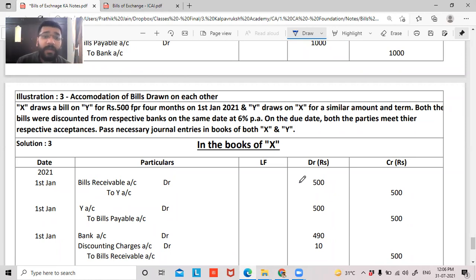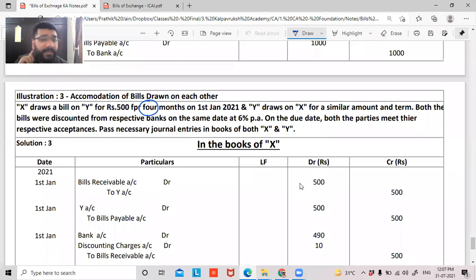Now, illustration 3, guys, accommodation of bills drawn on each other. Bills are being drawn on each other with the intention to help each other. So let's look at the question. It says that X draws a bill on Y for 500 for 4 months on 1st Jan 2021. So the bill is valid for 4 months. X is drawing a bill for 500 rupees on Y on 1st of Jan.